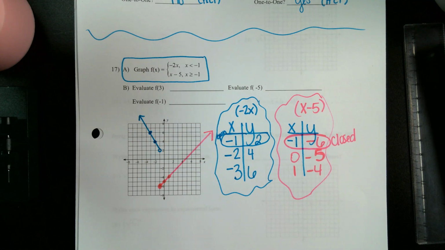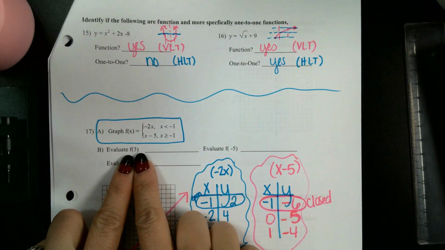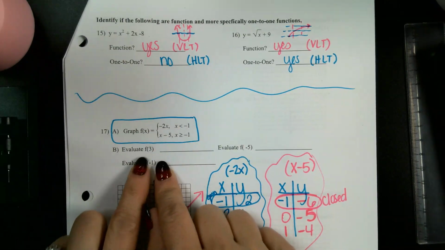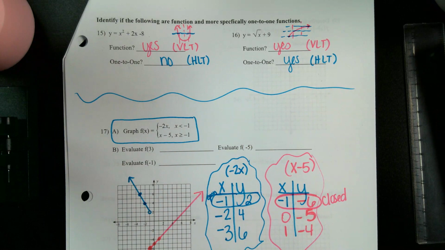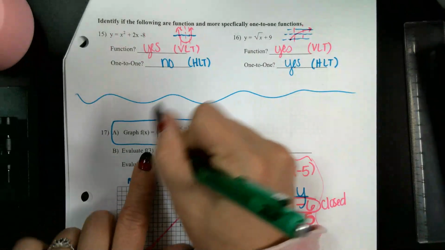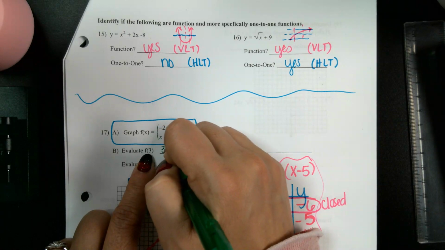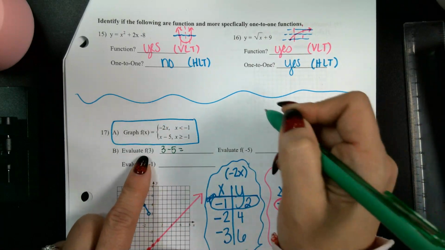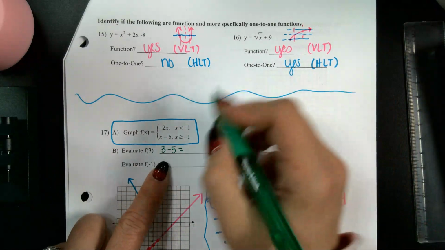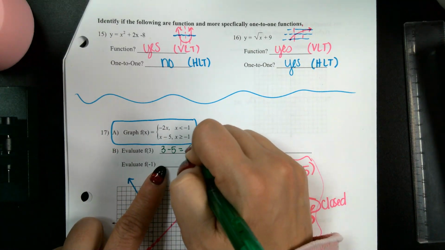Okay, now the evaluating part, you guys just have to decide based on the number they give you, which one would you plug it into? Well, where would the number 3 be? Would it be less than -1 or greater than -1? Greater. Yeah, so if this one's bigger than -1, we're using x minus 5. So we're just going to do 3 minus 5 here, which is what? -2. -2.